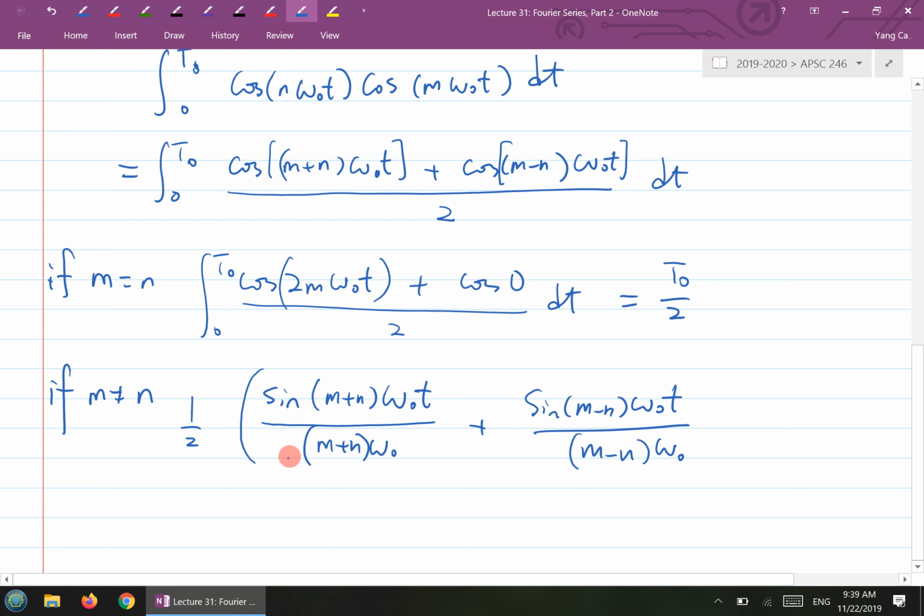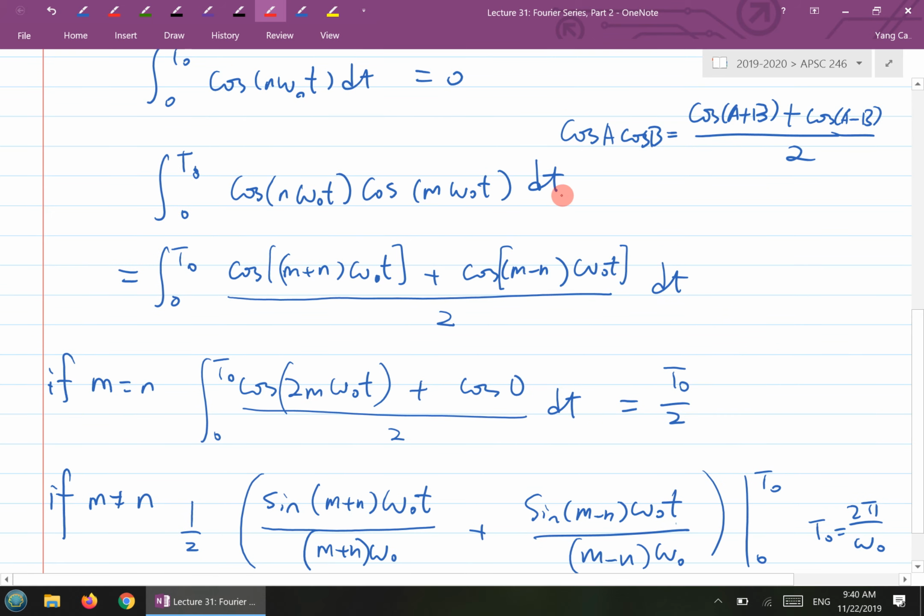And then you plug in 0 to t naught, plug in this limit set here. And t naught, don't forget, is 2 pi over omega naught. So once you plug it in, t naught, which is 2 pi over omega naught here, the omega naught cancels out. You're going to get a 2 pi times this, 2 pi times this. So sine of a multiple of 2 pi will always be 0. So both of these terms will be 0. So you get a 0 here.